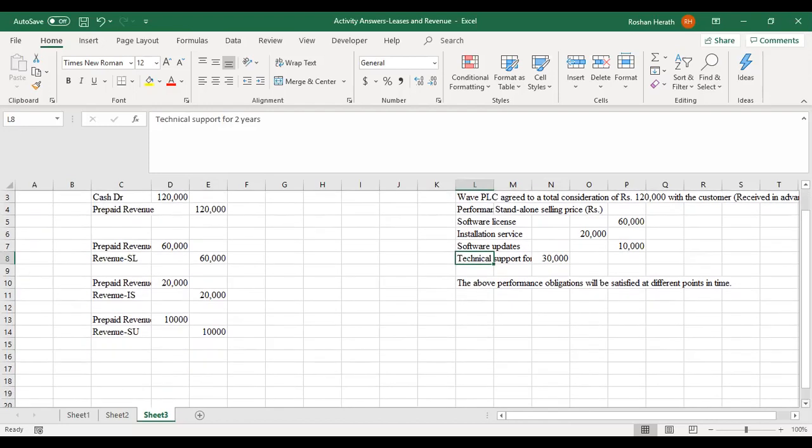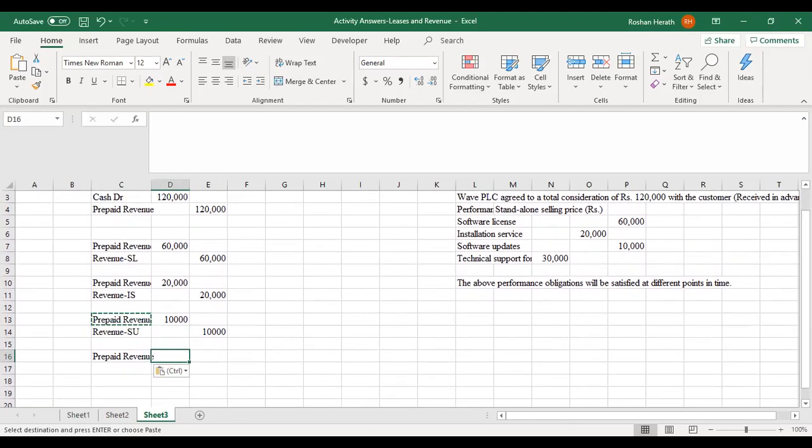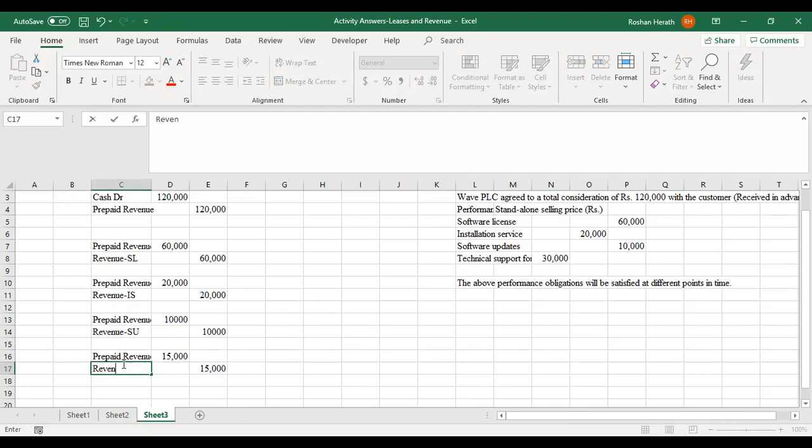Similarly, you have the technical support, 30,000, but be conscious it is for 2 years. So we recognize the revenue on an annual basis. During the first year, let's say that the service revenue is recognized on a straight line basis. So you would take out of the prepaid revenue, out of 30,000, 15,000 in the first year as your revenue. Revenue comes from technical support services.